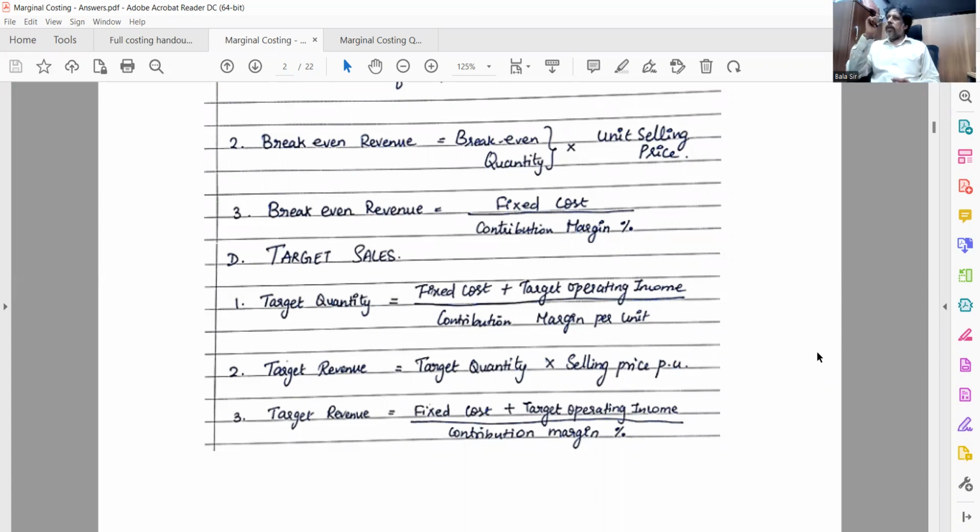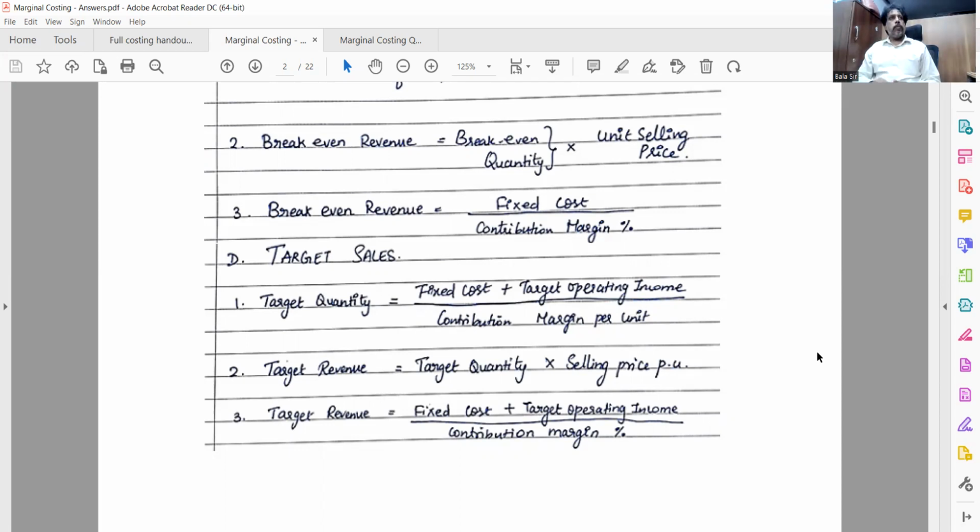Just see, under point D, equations 1, 2 and 3. What is 1? Target quantity is equal to fixed cost plus target operating income divided by contribution margin per unit. So now you understand, even if you forget this formula, you remember this year 1, year 2 statement, you can work backwards. Because you know the profit is 1,08,000 for year 2, and then add 20,000 fixed cost, that'll give you 1,28,000. And if you divide that by rupees 80 contribution per unit, you have to sell 1,600 units to earn that profit. Very simple.